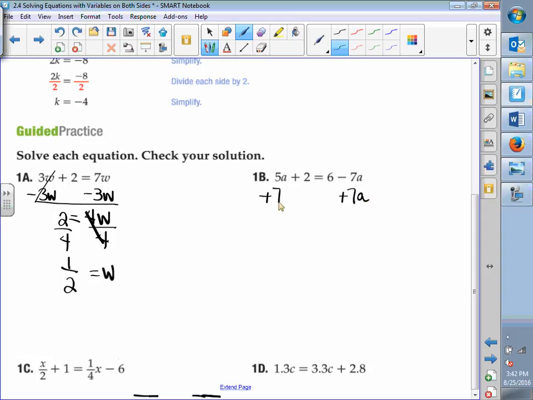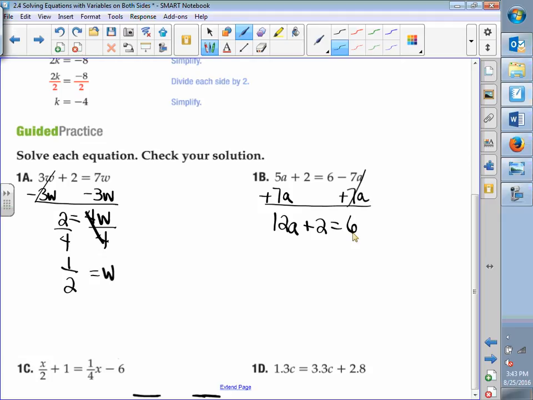Now let me ask you this. Do I have to start with adding 7a? No, you don't have to. But it's just a personal preference, just to keep it positive, right? So here, that 7a and that 7a cancel. Over here we end up with 12a plus 2 is equal to 6.